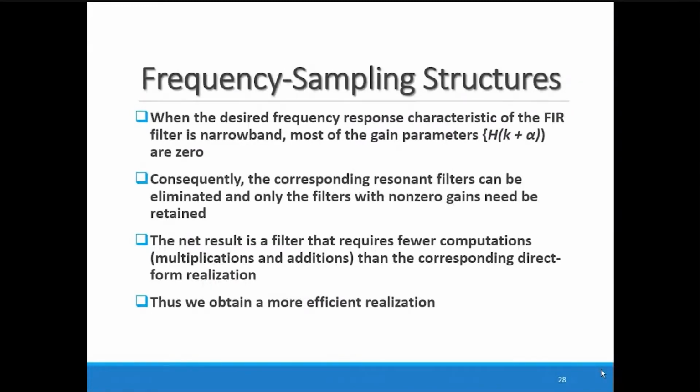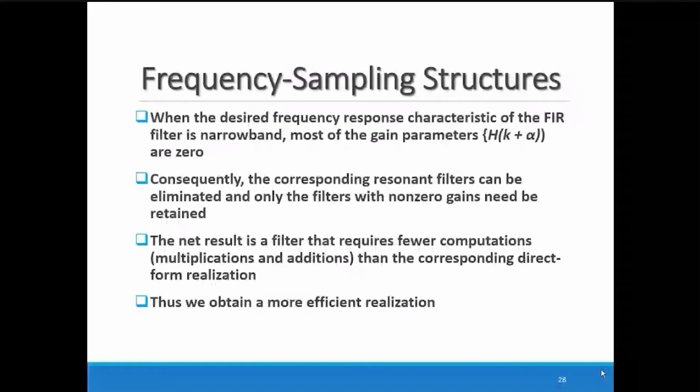Consequently, the corresponding resonant filters can be eliminated. Those filters having zero gain factors are eliminated, and only the filters with non-zero gains need to be retained. The net result is a filter that requires fewer computations, meaning fewer multiplications and additions than the corresponding direct form realization. Thus, we obtain a more efficient realization. Our computational complexity compared to direct form implementation is reduced.